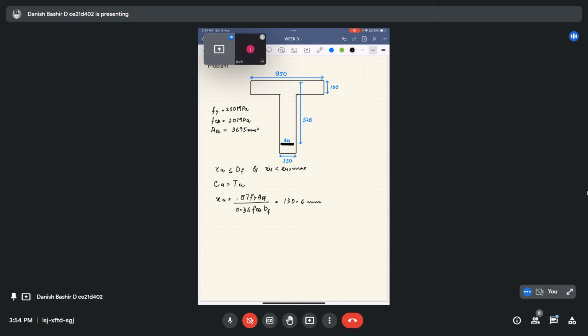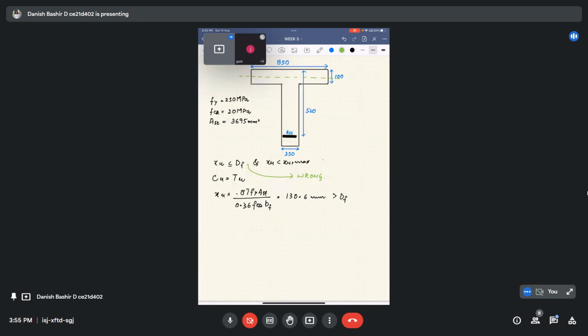Now compare this 130.6 mm with the actual DF. It is clearly greater than DF. So the assumption we already made is wrong. We were thinking that the neutral axis will be lying somewhere here, so this was totally wrong. It was proved from this formula. So now, considering XU as greater than DF, we will not get the depth of the neutral axis this way. Now we have to consider the depth of the neutral axis obviously outside the flange.